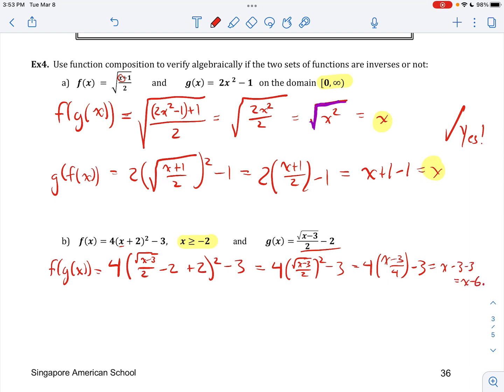So I think this is a great big no. Did I do something wrong? I just want to check this. Those killed themselves off. That's minus 3 and minus 3. So this is no. If you get one no, you're done. One no means that's enough not to be inverses.